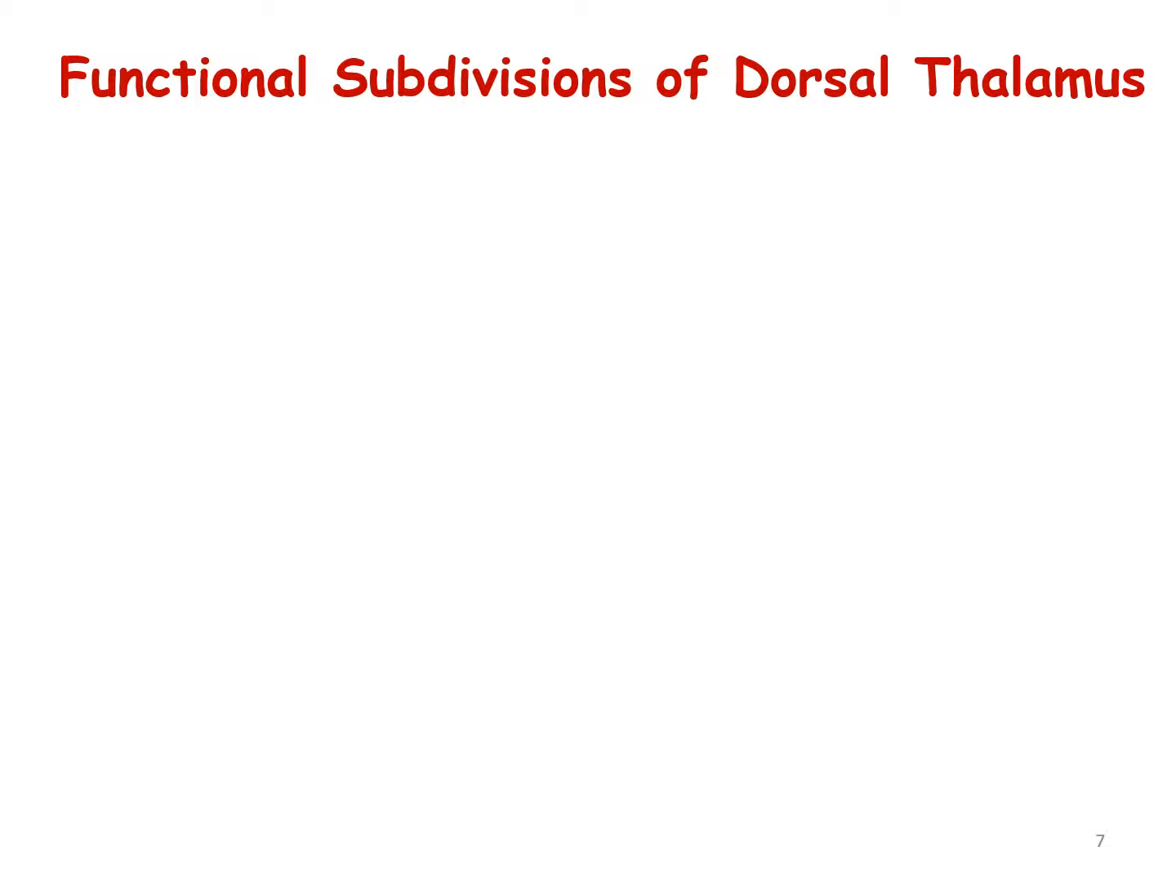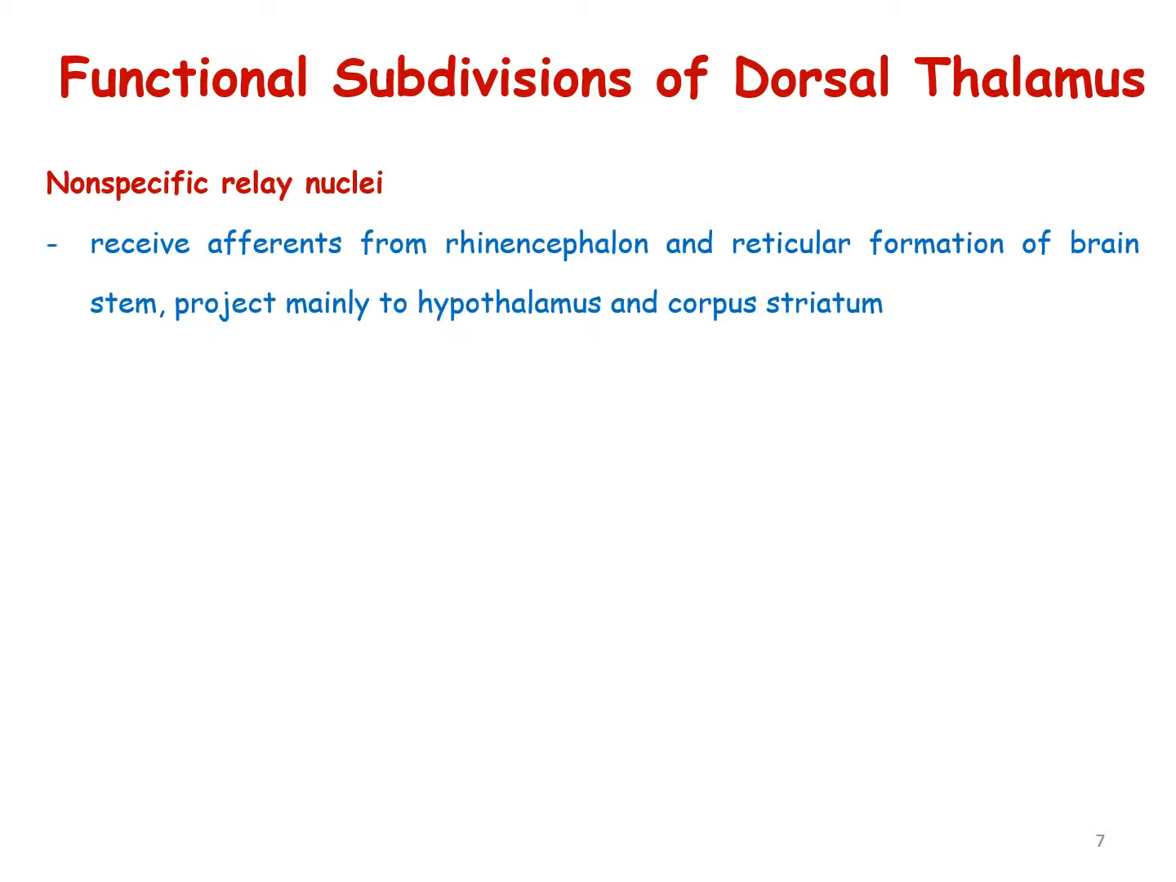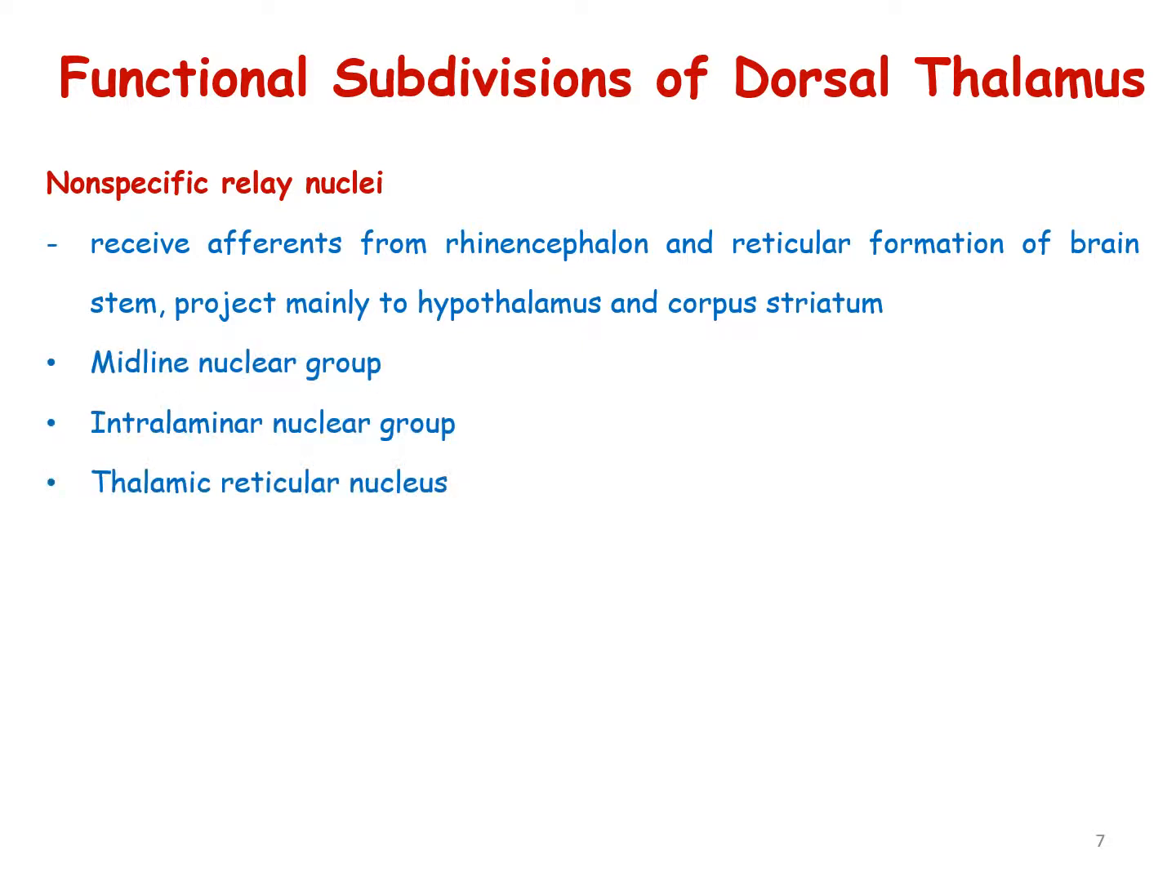Functional subdivisions of dorsal thalamus. Nonspecific relay nuclei. They receive their afferents from the rhinencephalon and reticular formation of brainstem and project mainly to the hypothalamus and corpus striatum. They are the midline nuclear group, the intralaminar nuclear group, and the thalamic reticular nucleus.